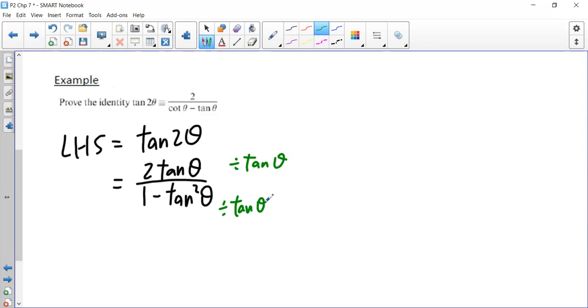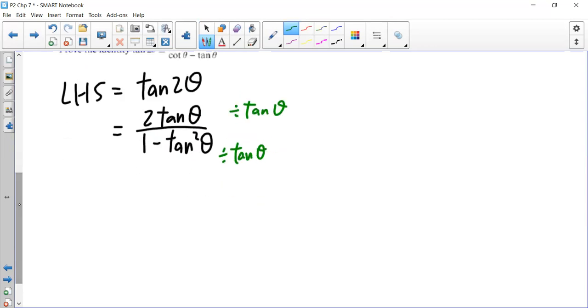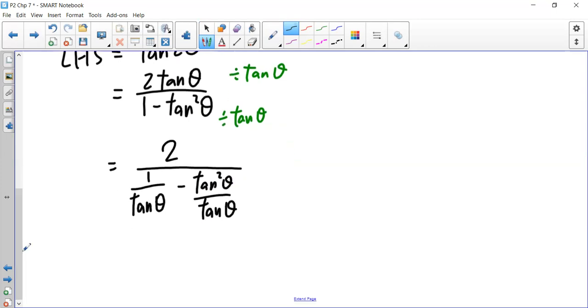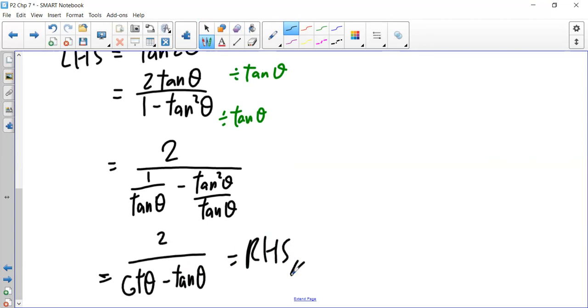Everything by tan theta. So if I divide the top by tan theta, that will leave me with 2. Dividing 1 by tan theta is 1 over tan theta. Dividing tan squared theta will be tan squared theta over tan theta. So 2 over 1 over tan theta is cot theta. Tan squared over tan is just tan theta, equals right hand side. That's proven. And there is more than one way. As long as it works, then it works.